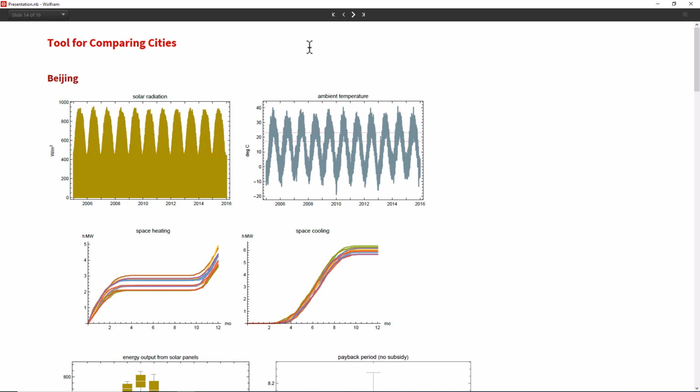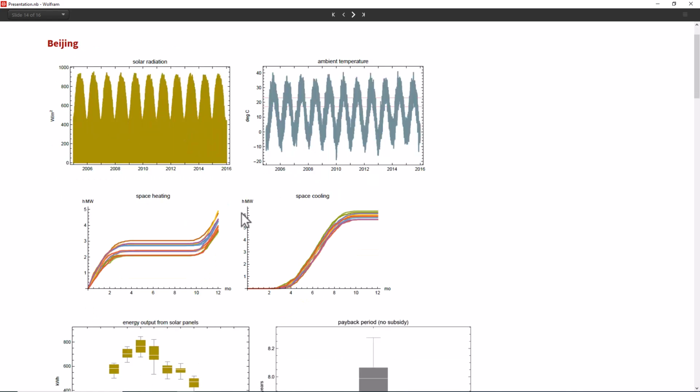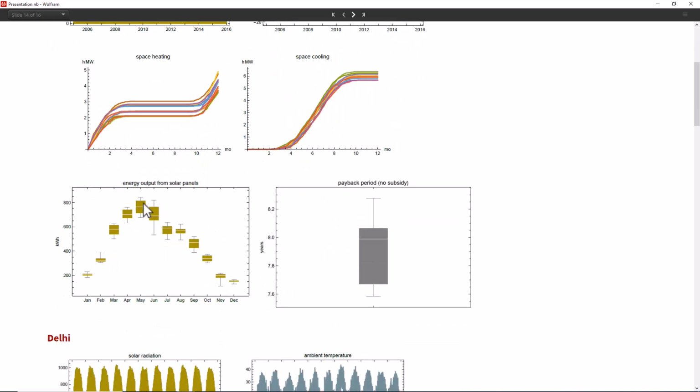I created a template notebook that you could use to replicate the study at your own location. Here is a comparison of three different locations. Beijing experiences a wide temperature variation ranging from about minus 5 degrees centigrade to 40 degrees centigrade, resulting in both significant heating and cooling demands. Maximum solar energy production occurs in May, peaking at 800 kilowatt hour. The estimated payback period for solar installation is around 7.5 years.